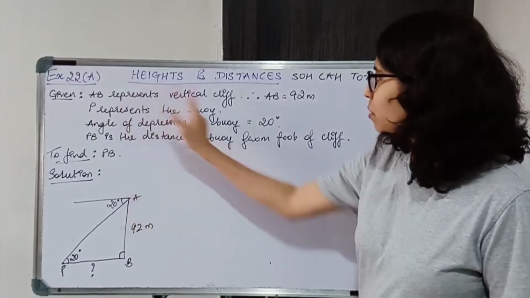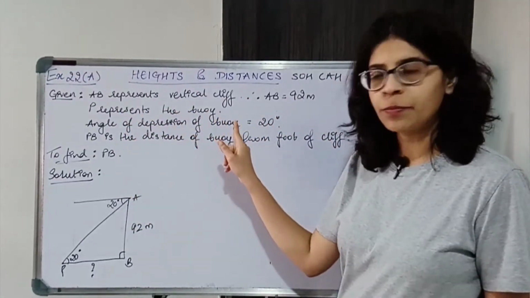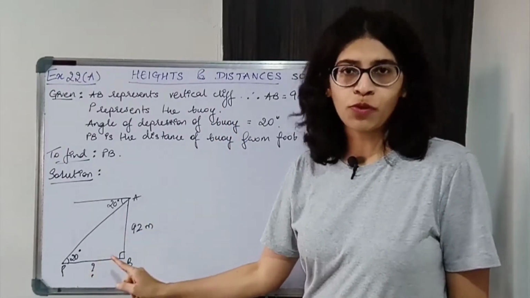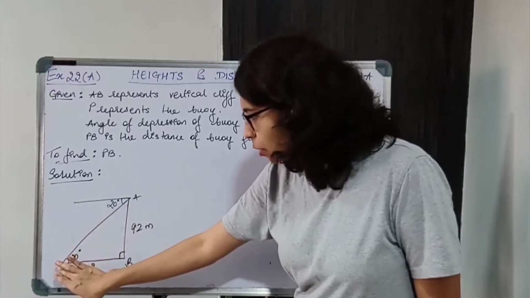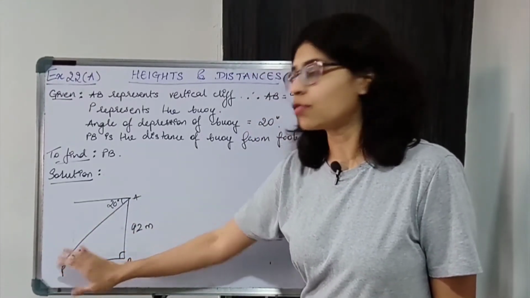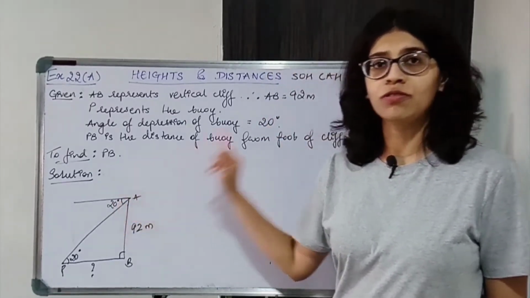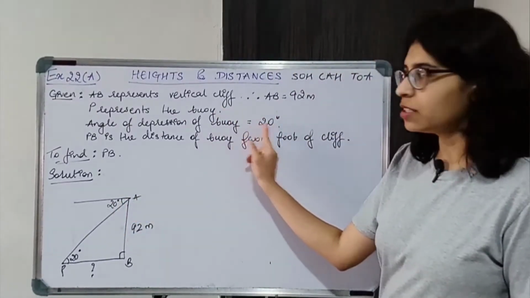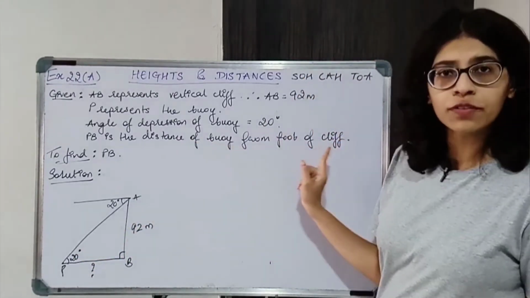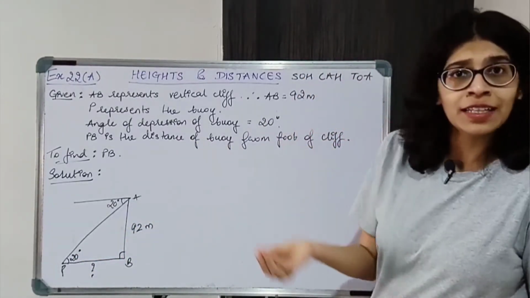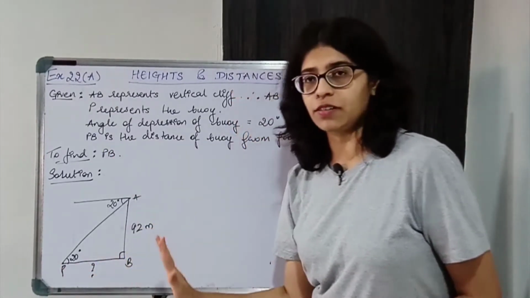So AB is the vertical cliff, AB is 92 meters, P represents the boy. Now angle of depression of the boy is given. From the top of the cliff, the boy का angle of depression, so line of sight और horizontal के बीच का angle, that is angle of depression, is 20 degrees. This is also given. Now PB is the distance of the boy from the foot of the cliff. Just write it down because you have to find that.